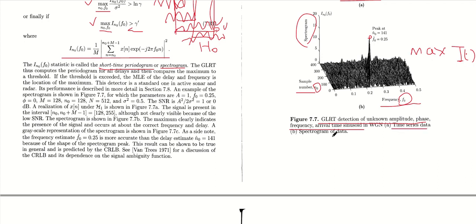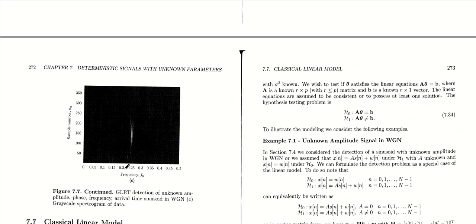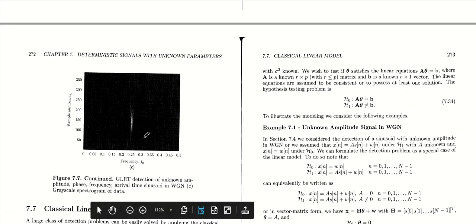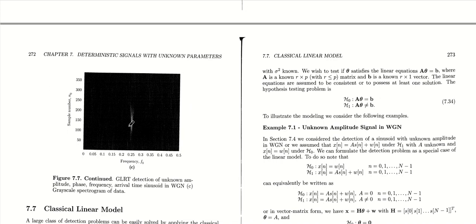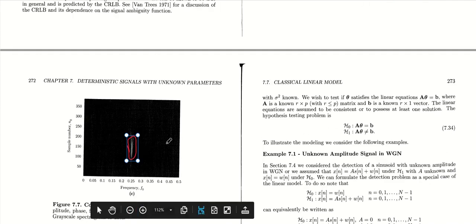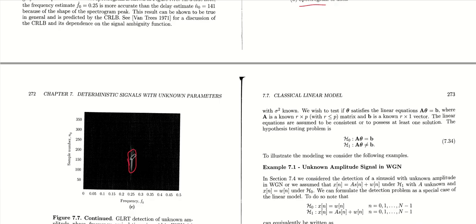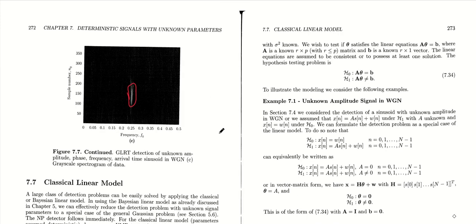Okay, and this one is a time series, the other is a spectrogram. Okay, so if you put it in, this is called a heat map, where the color shows the height. So it's a two-dimensional visualization where this part goes to the lighter color, and you want to take the peak. So this is the GLRT of unknown amplitude, phase, arrival time, and so on and so forth. So we'll just stop for the moment and we'll come back later.